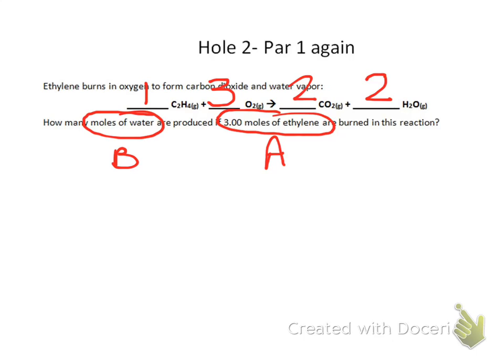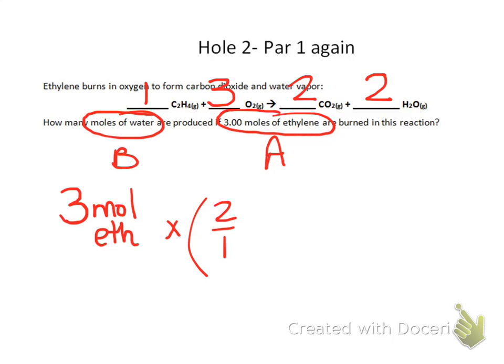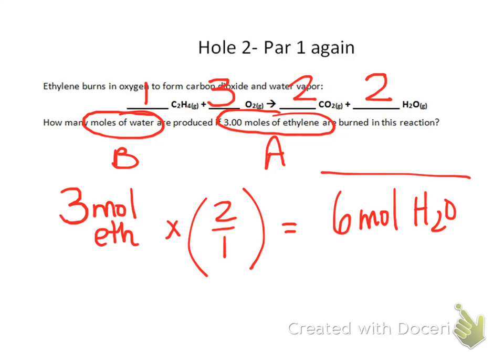Okay. So if you put in 3 moles of ethylene, which one of these is ethylene? Do you guys know? Is this ethylene? Yeah, that one. So, if you put in 3, what is that B to A ratio? It's a 2-to-1 ratio, right? So how many moles of water gets produced? What's the answer? Yeah. Are you with me?